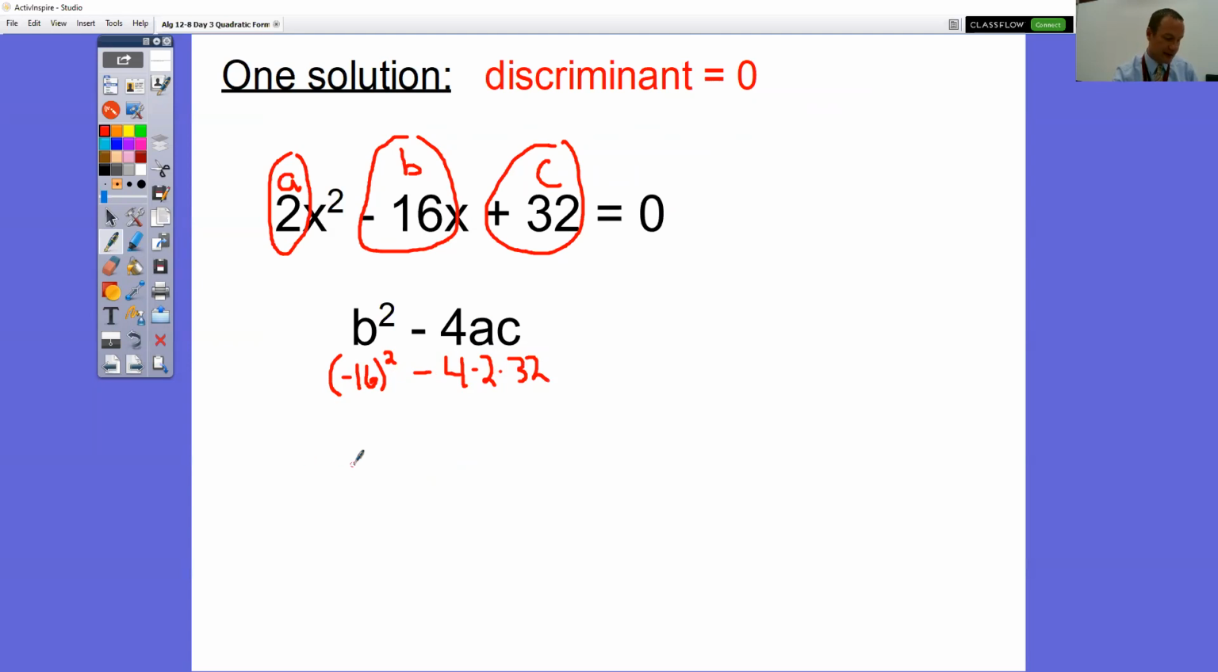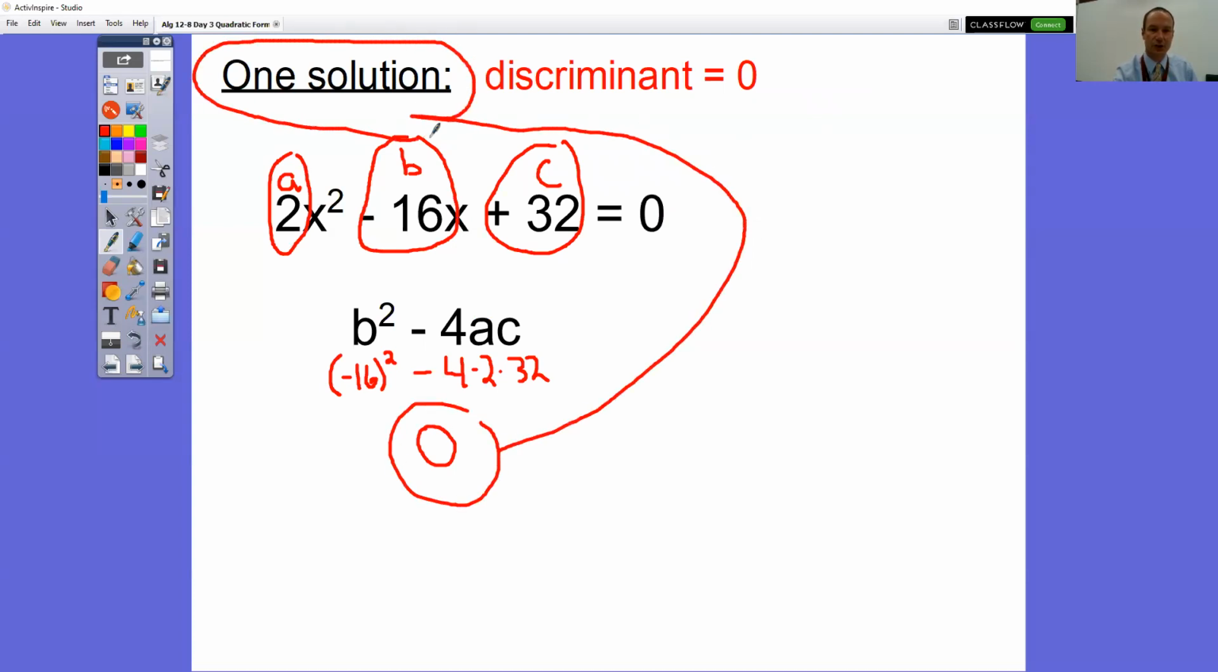So when you go and type that into the calculator, you end up with an answer of 0. When it is 0, that is 1 solution, all right? It's very tempting to say, oh, it's going to have no solutions. That's not true, all right? Let me show it to you in the actual formula itself.